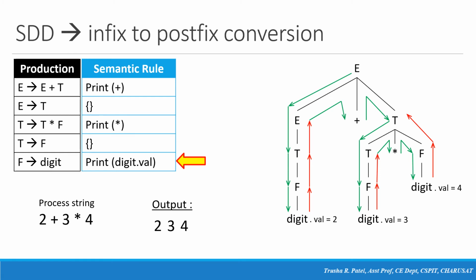Then F to T, so here it is T replaced with T multiply F. The rule associated with that is print multiplication, so that will print multiplication on the output screen. And again T to E, which is a production rule, E gives E plus T. So the rule associated is print plus on the output screen. So it will print plus. So you can see that my input string was 2 plus 3 multiplied by 4, which is converted into postfix.